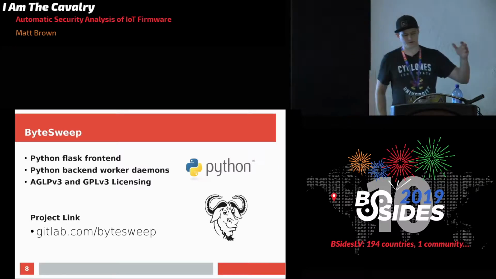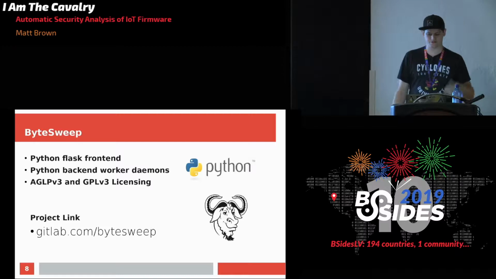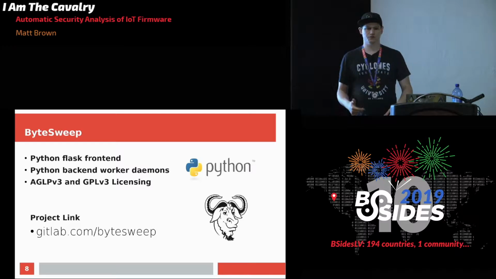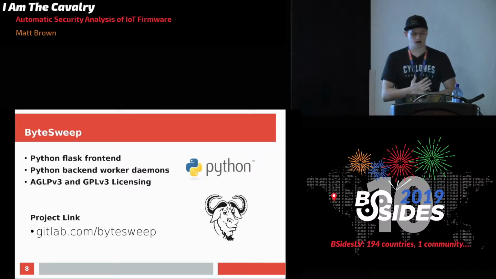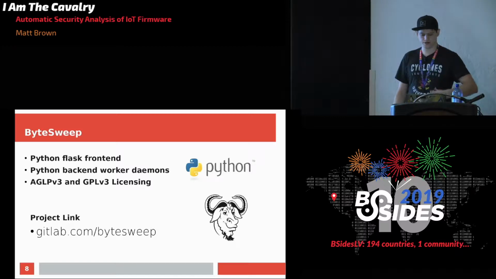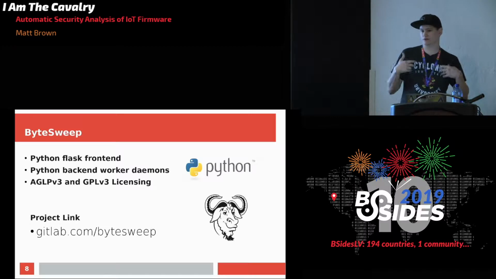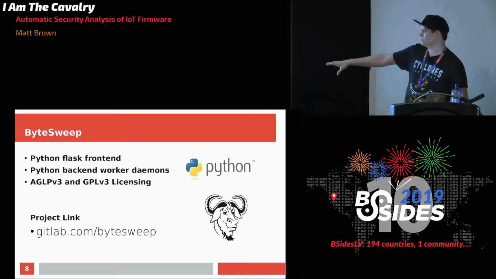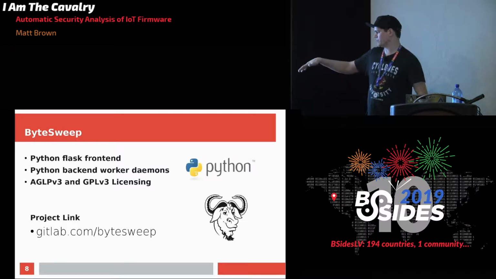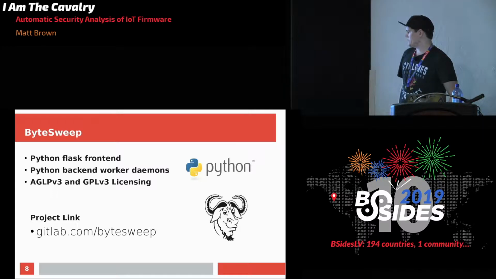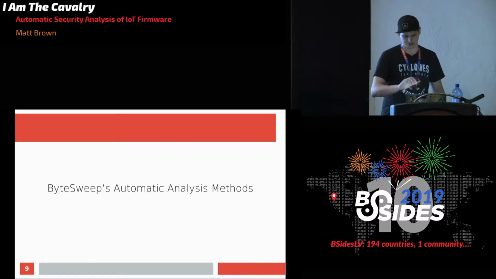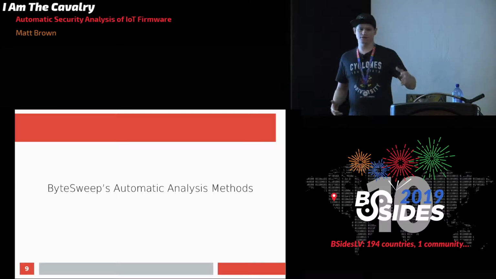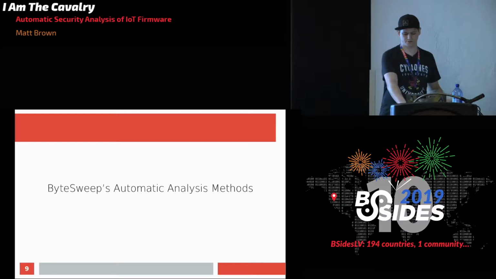ByteSweep is a web application that is written in Flask on the front end, and then there are a number of Python backend workers that do a lot of the heavy lifting, the analysis. These are licensed under the AGPL and the GPL respectively. And if you're like me, when somebody gives one of these talks about their software project, I'm just like, hey, show me the code. So feel free to browse the repository. This is public as of this morning, and you can check out the whole project. Now we're going to jump into some of the automatic analysis techniques that I've implemented into the ByteSweep platform.